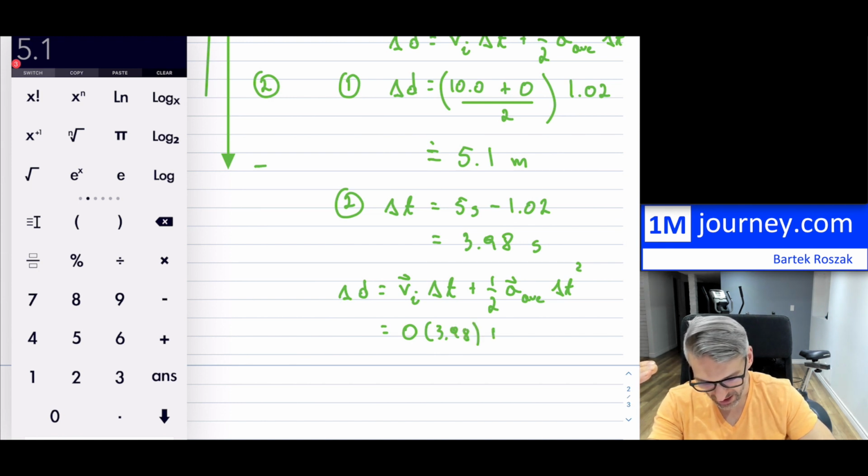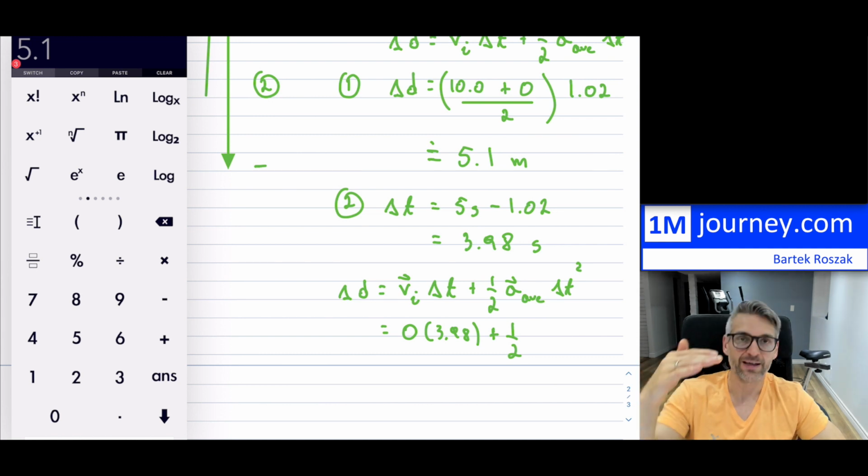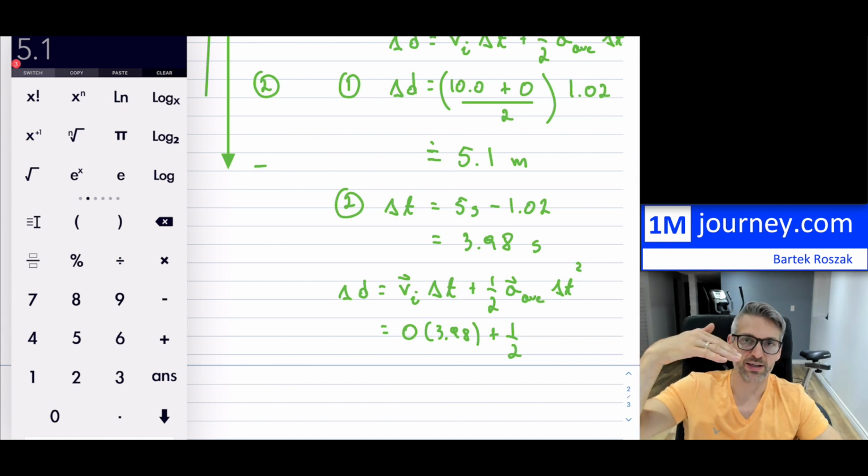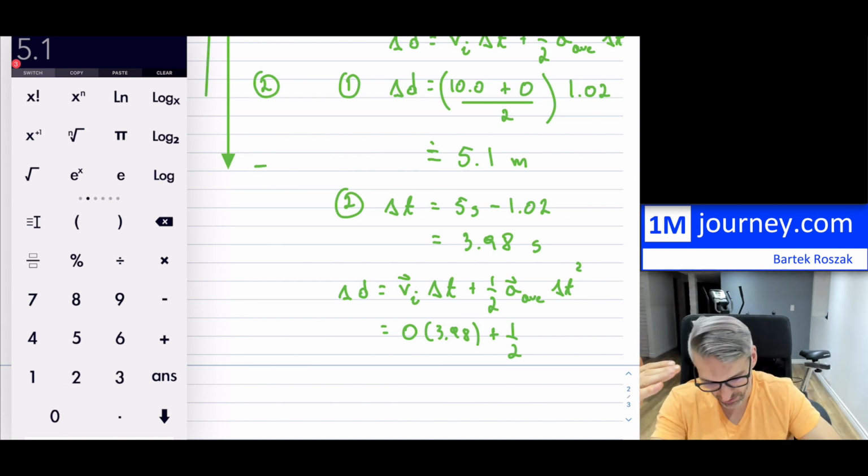Now, this we have to be careful. So this is 1/2. Notice the gravity itself, okay? So as you're going through, this is with respect to the reference, right? So if it's up, you can still put negative 9.8, okay? But this is with respect to going upwards. And then finally, we're going to get 3.98 squared over here.